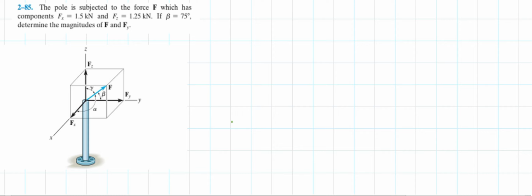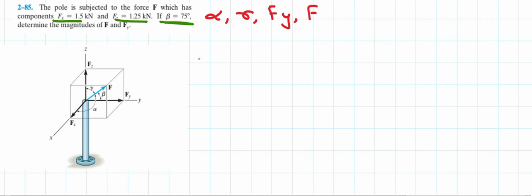Now, this question gives the value of Fx, the value of Fz, and the value of beta. It doesn't say anything about the value of alpha, similarly the value of gamma and the value of Fy, and lastly the value of F, which we are going to find out.